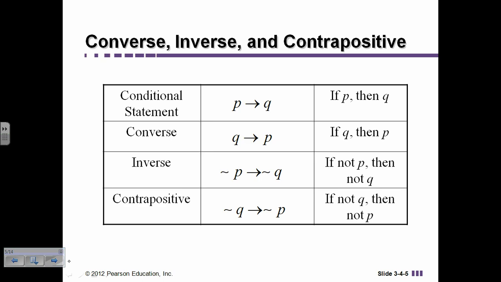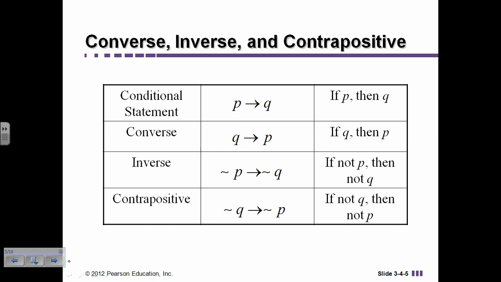So the first thing we're going to look at is converse, inverse, and contrapositive. So we start with our conditional statement with the P and the Q value, P being the antecedent and Q being the consequent. And we write that in an if-then format. If I switch the P and the Q value, then I have created what we call the converse.